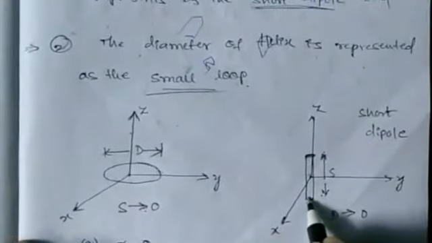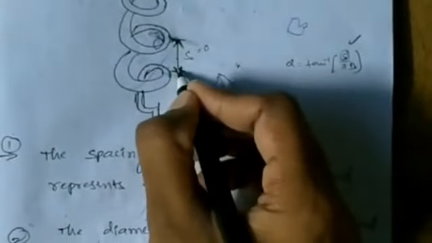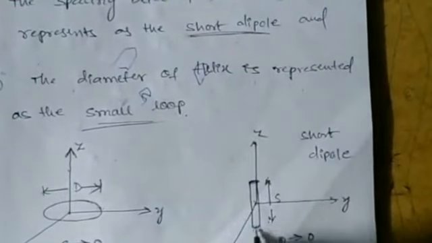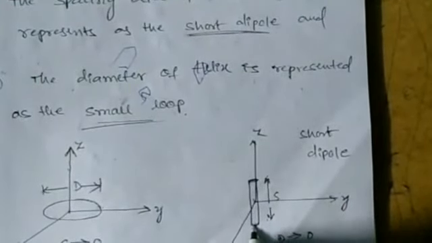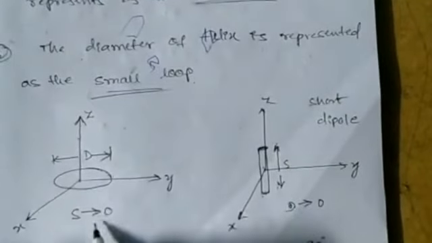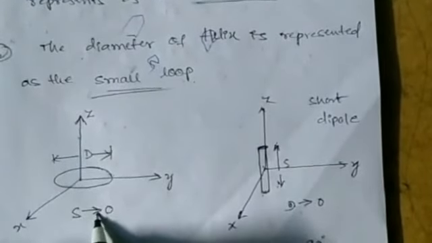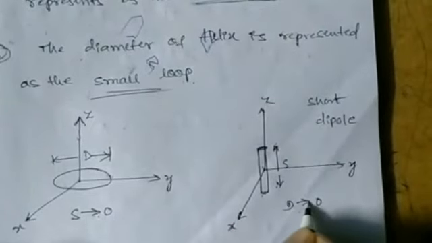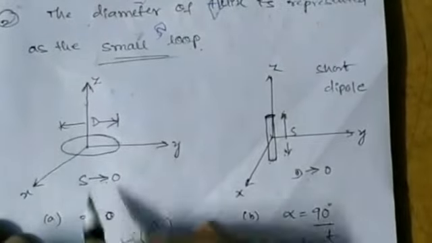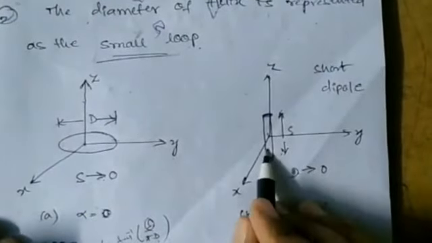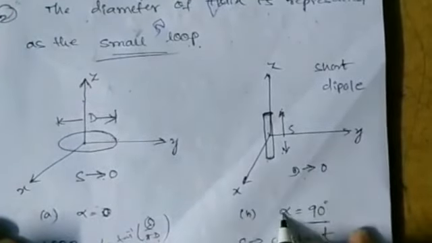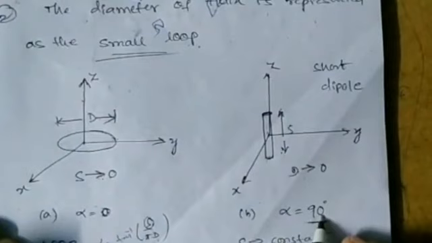And coming to the short dipole, for the short dipole there exists some space between the two turns, and the diameter of the helix is 0. Like this, the short dipole exists in the helical antenna. Means for the small loop, the spacing between the two turns must be 0. For the short dipole, the diameter of the helix must be 0. So now, what is the pitch angle for the small loop? What is the pitch angle for the short dipole? The pitch angle for the small loop is alpha equal to 0. The pitch angle for the short dipole is alpha equal to 90 degrees.